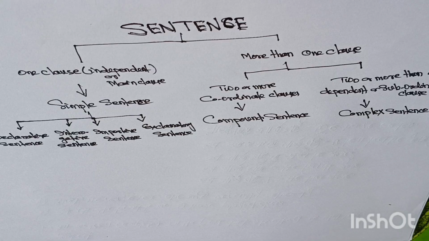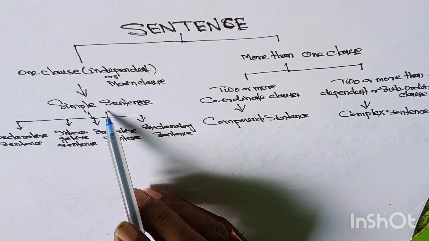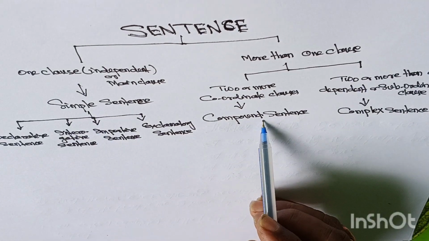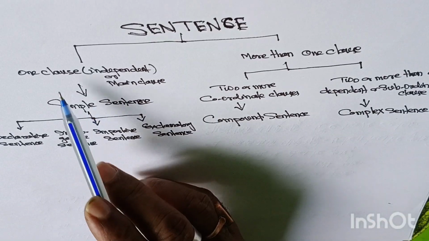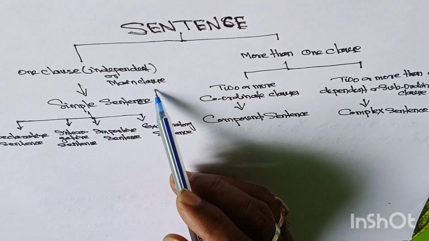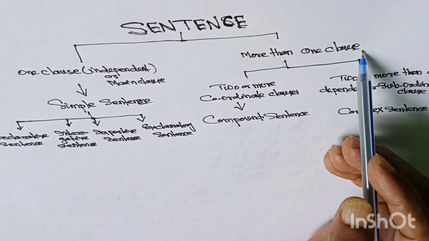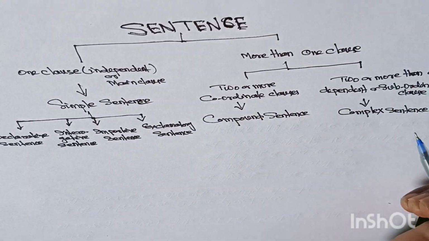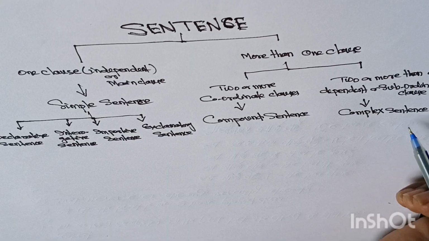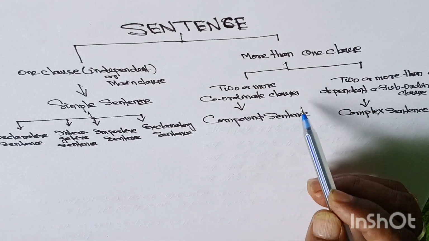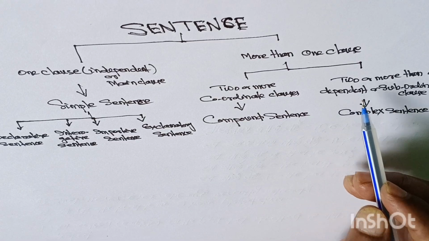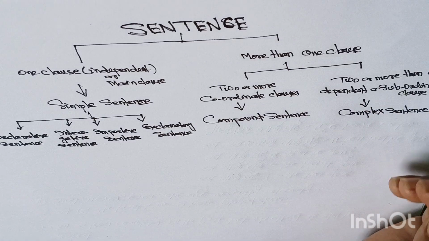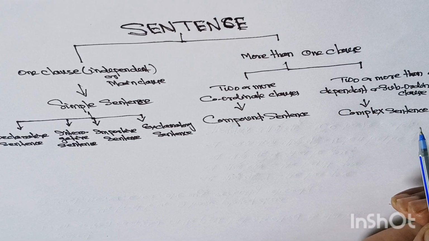Sentences are divided into three types: one is the simple sentence, another is the compound sentence, and the third is the complex sentence. A simple sentence has one clause, that is an independent or main clause. More than one clause may make a compound sentence or complex sentence. The sentence in which two or more coordinate clauses are present is called a compound sentence. The sentence in which one or more dependent or subordinate clauses are present is called a complex sentence.